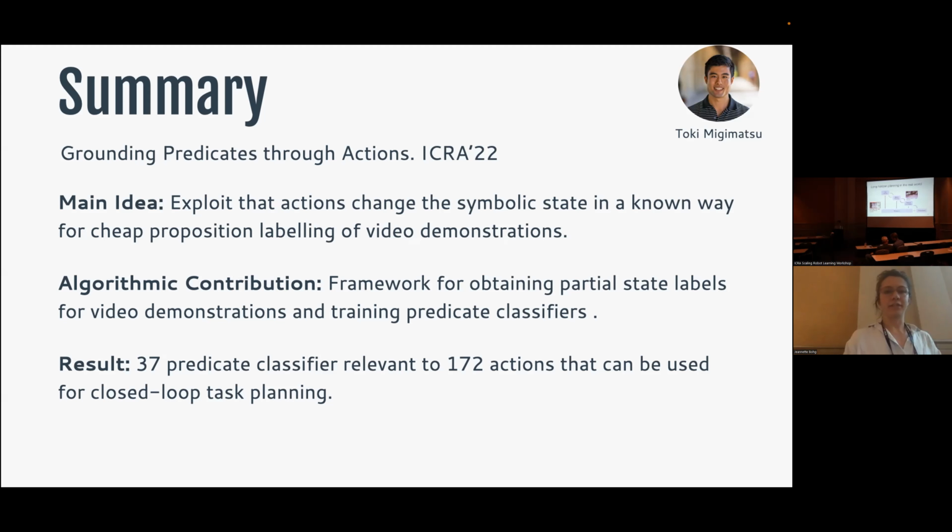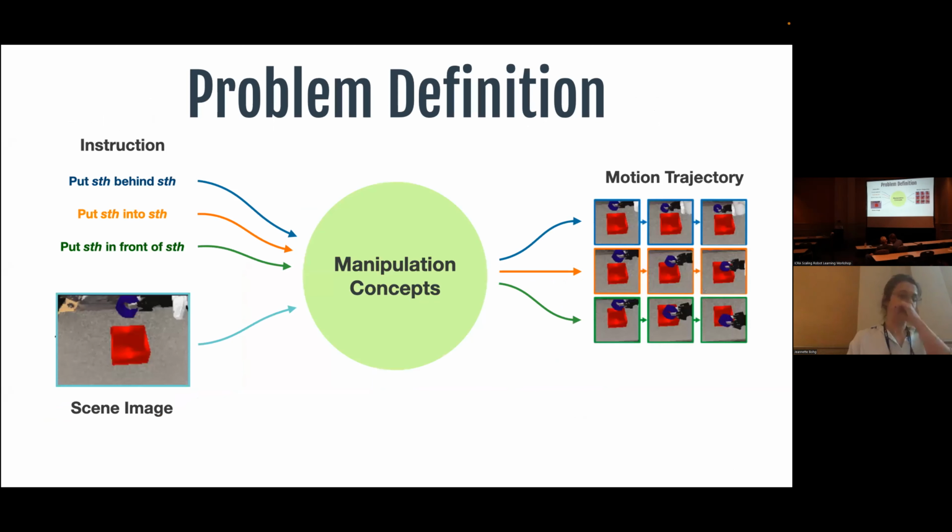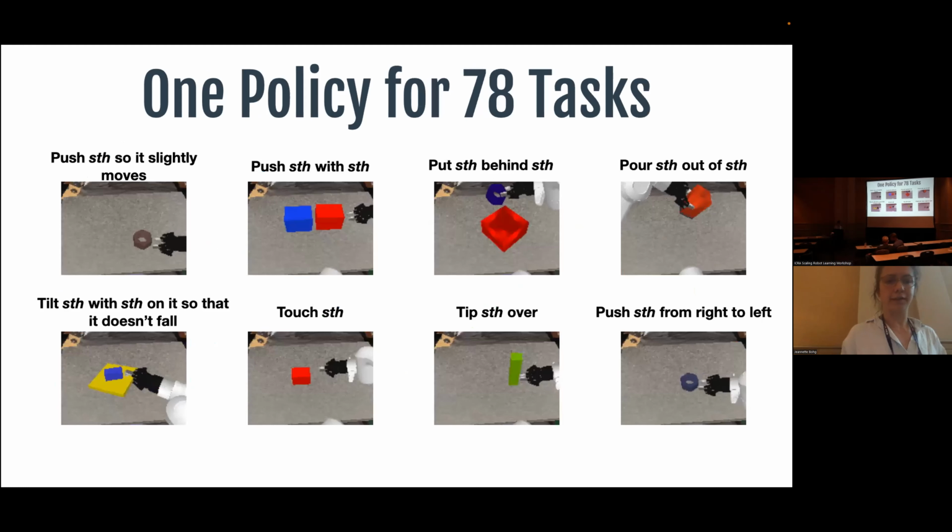So I'm actually out of time, so I won't be able to talk about this work called Concept2Robot, where we actually replace the hand-designed policies from this earlier task and motion planning work with learned policies. We basically used language and initial scene images as input and then generated motion trajectories also for more than 70 different actions. So I'm not going to talk in detail about this one. I'm just going to show you maybe some outputs.